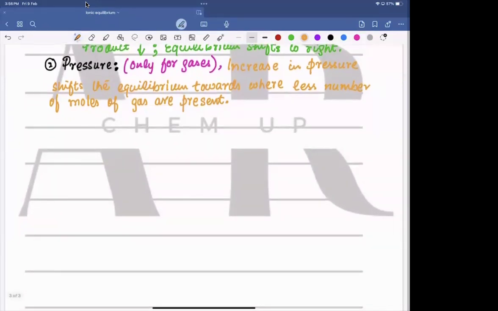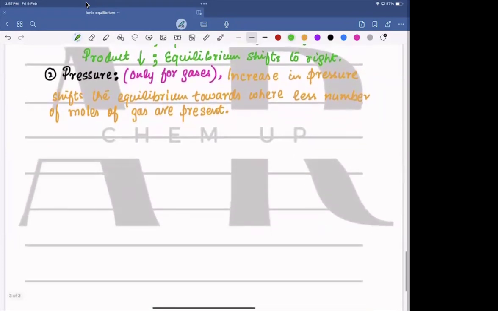So it means that a decrease in pressure shifts the equilibrium towards where there is a greater number of moles of gas. So if pressure is increased and equilibrium shifts to the right, how could we know that equilibrium shifts to the right? That the product yield increases, right?